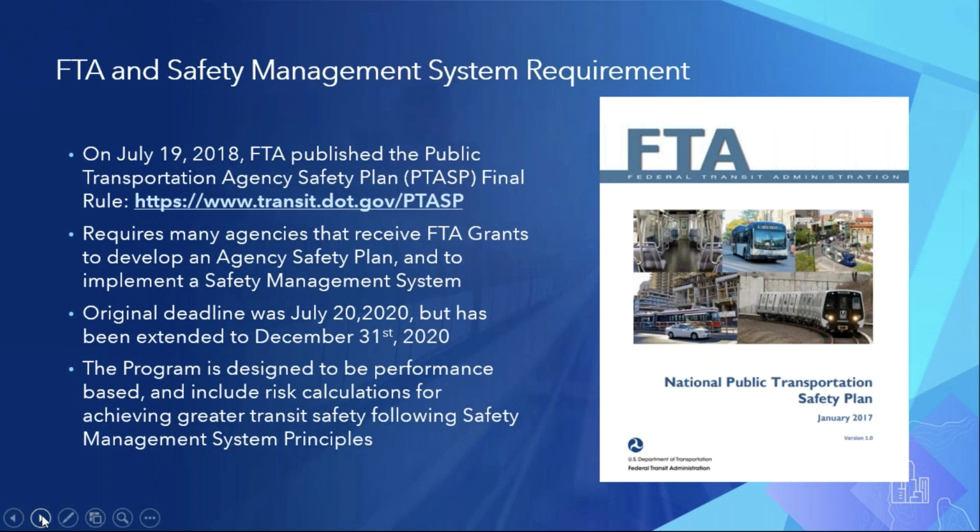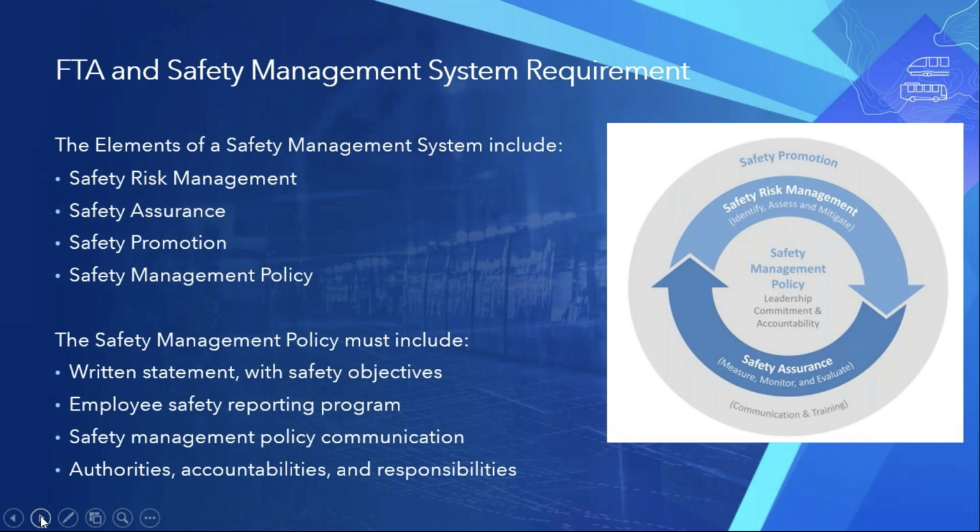At heart, the rule was designed to move public transit agencies to a more proactive approach to safety, one that is data and performance driven, and which relies on calculations of risk to help guide resource and investment decisions. The safety management system is really the heart of the agency's safety plan, and has four major components to the overall system. At the center of the safety management system is the agency's safety management policy.